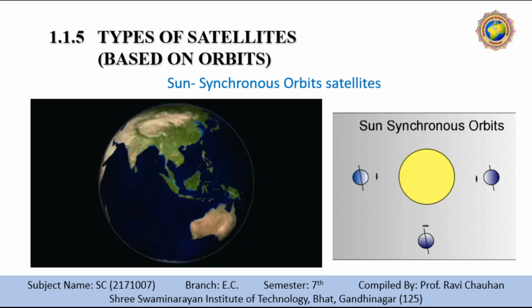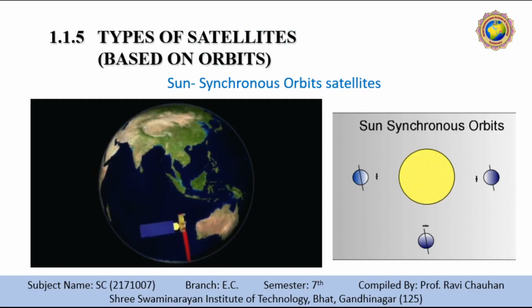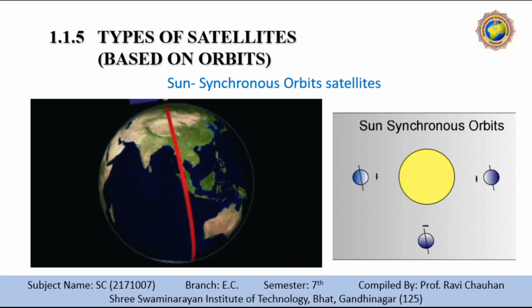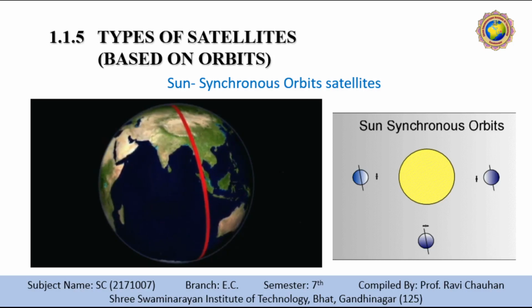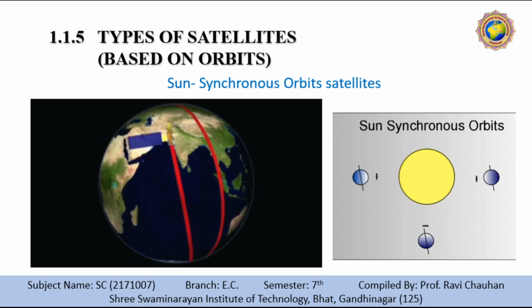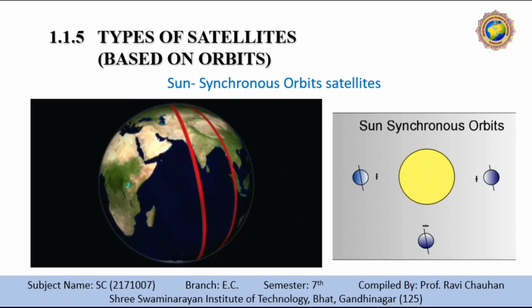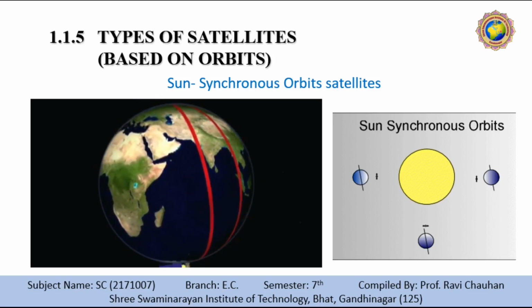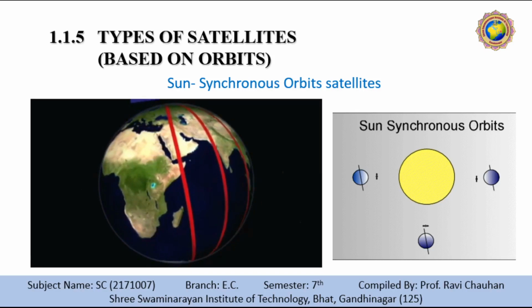Another type of satellite orbit is sun synchronous orbits. This animation shows how sun synchronous orbit satellites work and their coverage area. Let's define a sun synchronous satellite. These satellites rise and set with the sun, meaning they synchronize with our sun time. Their orbit is defined in such a way that they are always facing the sun and hence they never go through an eclipse.